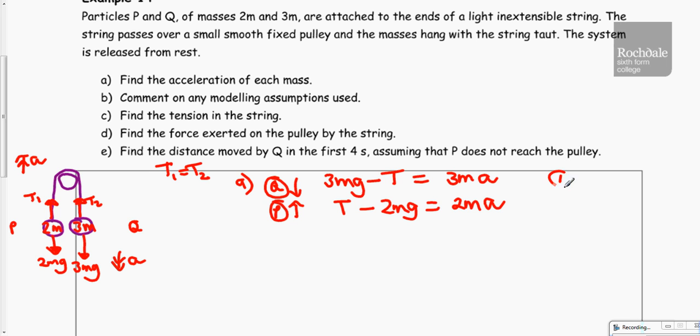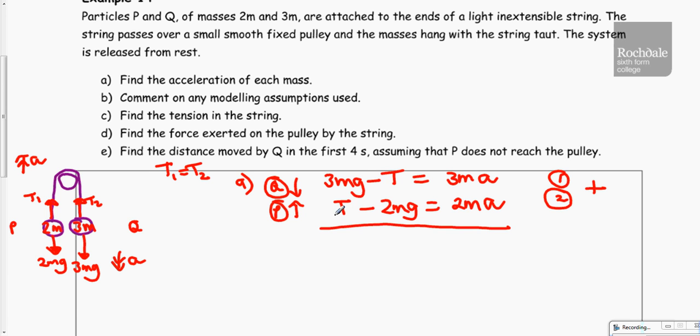Now, I've done it like that on purpose to form a pair of simultaneous equations, and you'll notice that one of the T's is negative and one is positive. That's because one of the T's is resisting motion, like on this 3m, and one of the T's is pulling the object forward. So we've got one negative and one positive. Now, the reason why this is quite nice algebraically is because if you add those two together, the T's cancel. T is not what we're trying to find in part A, we're trying to find a, the acceleration.